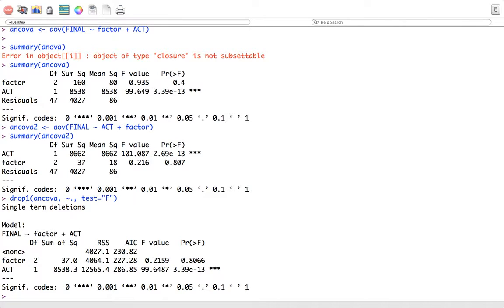Another way is to run what's called the Anova command in R, and I'm going to run this on ANCOVA 2.